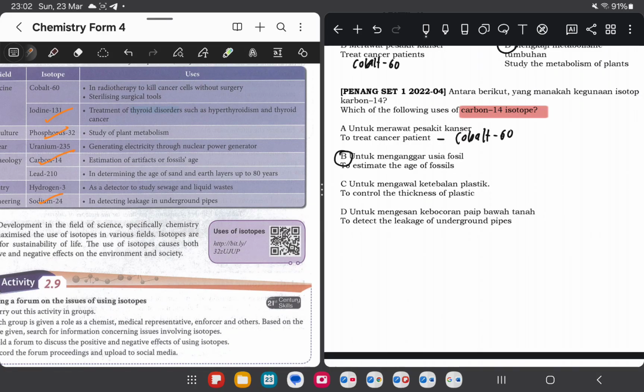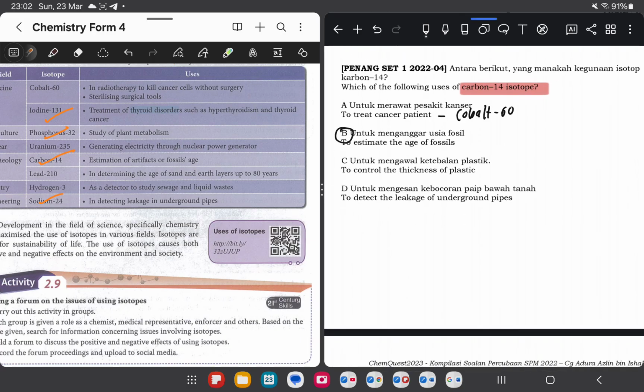Okay, I think it's not related, because we don't have anything on that. To detect the leakage, that one for sure is sodium. Okay, sodium 24. Okay, so you can write like this.